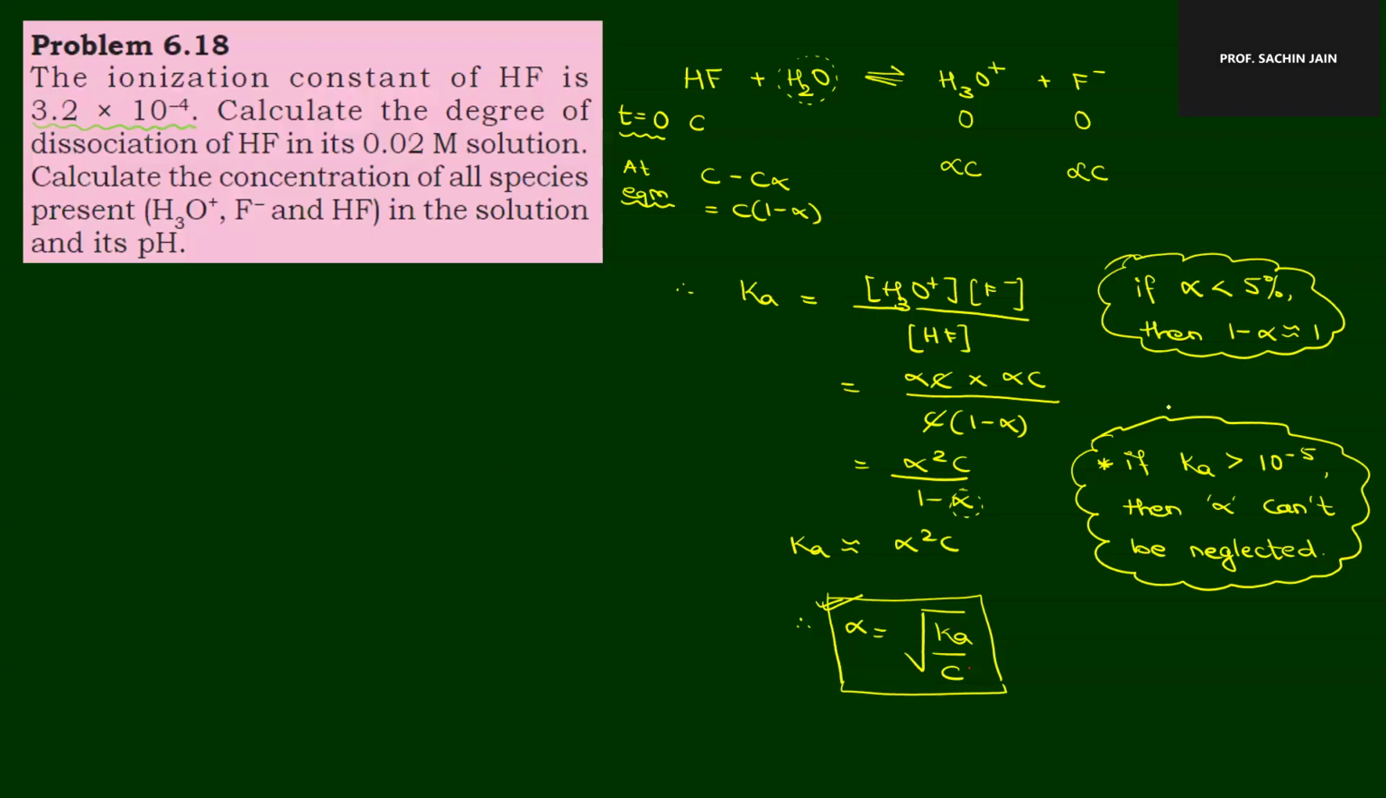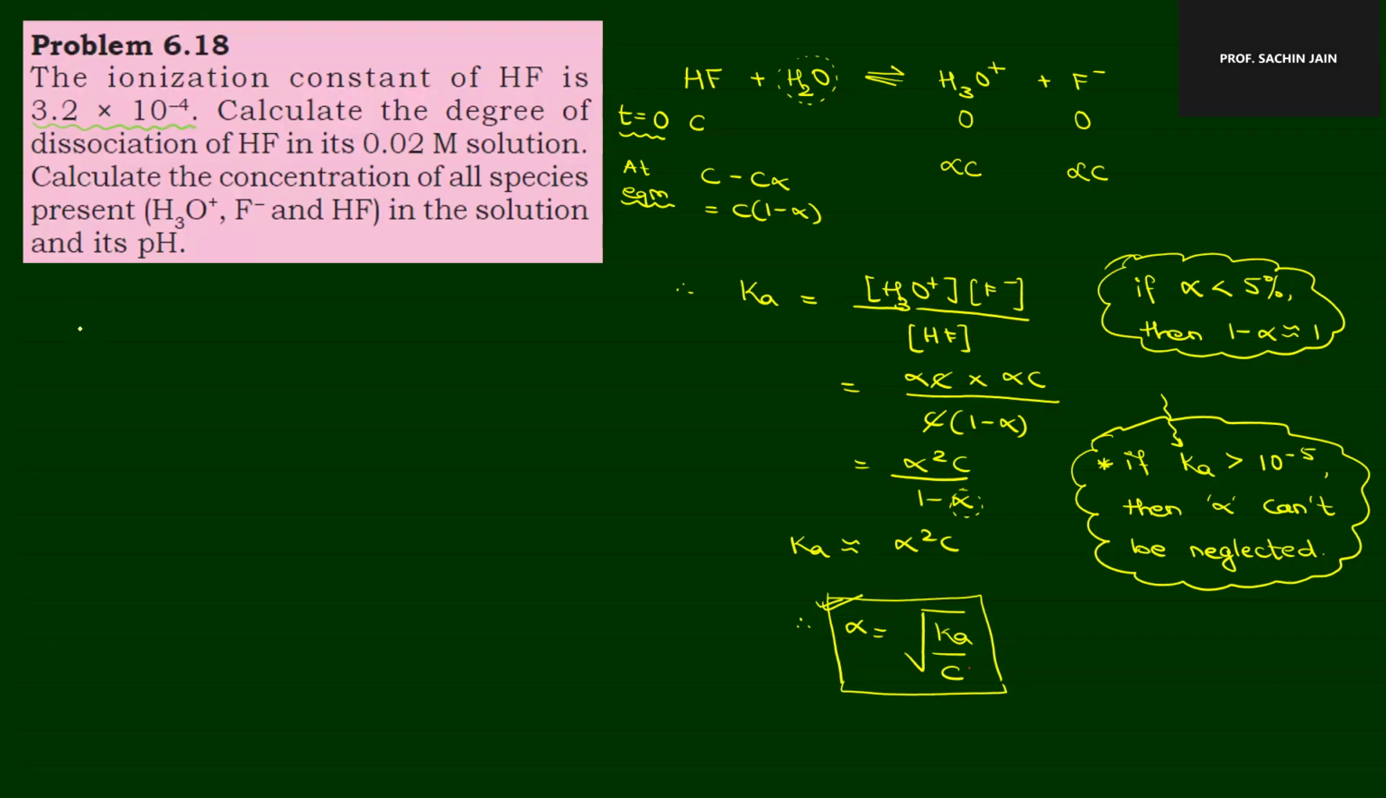This is a Ka which is given in the question, right? No, sir. So you can't ignore it because it is greater than 10 raised to minus 5. तो अल्फा को आप निग्लेक्ट नहीं कर सकते हो. समझ में आई बात? So now to calculate the dissociation constant, you have to use this particular expression without ignoring or neglecting the alpha wala term.